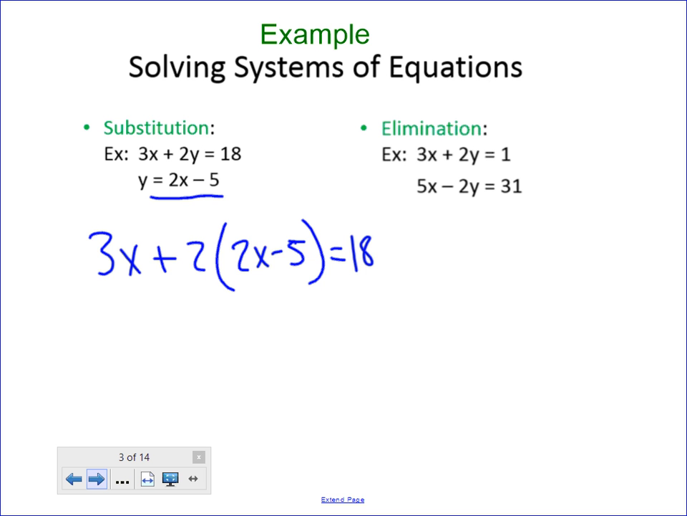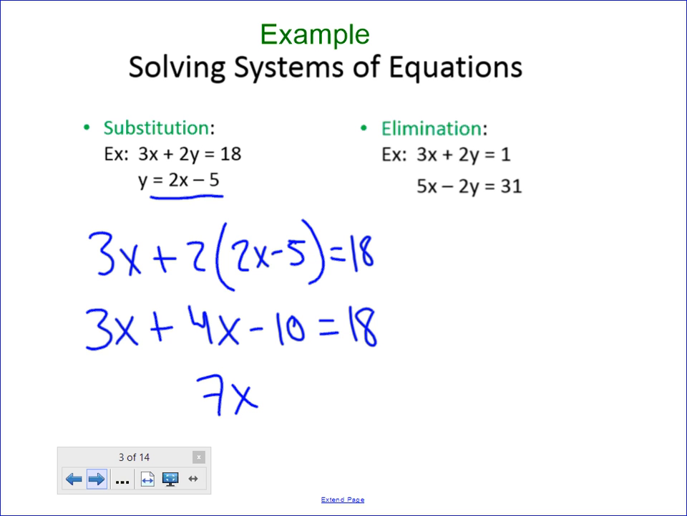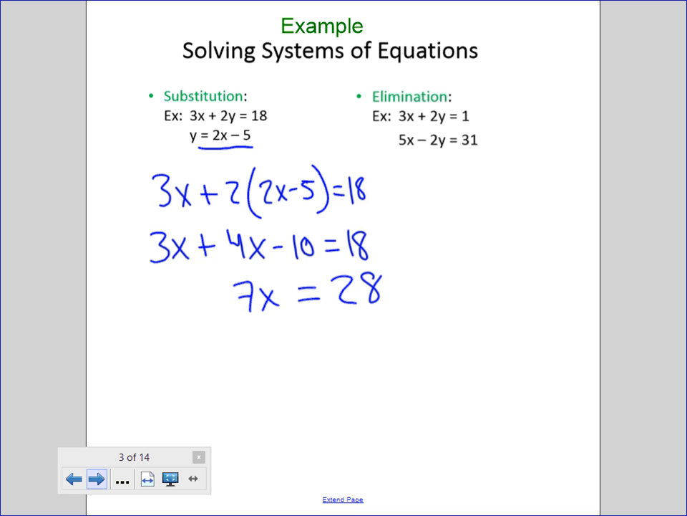Now we just solve this like a normal Algebra 1 equation. We'll distribute, combine like terms, and solve for x. So when I do that, I get 3x plus 4x minus 10 equal to 18. Now let's combine like terms. I get 7x, and I'll add 10 to the other side so that we get 28. So 7x equals 28, and x equals 4. Now we've solved for x.